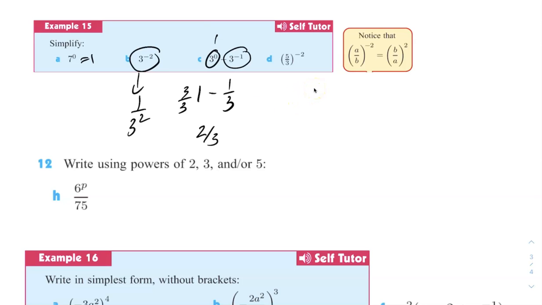This one, that negative goes to both of them, so it becomes 5 to the negative 2 over 3 to the negative 2. Well, now they both have negative exponents, so you just flip it. So it becomes 3 squared over 5 squared. Or if you want, 9 over 25.